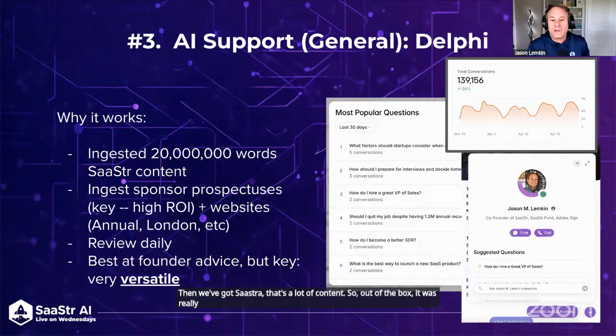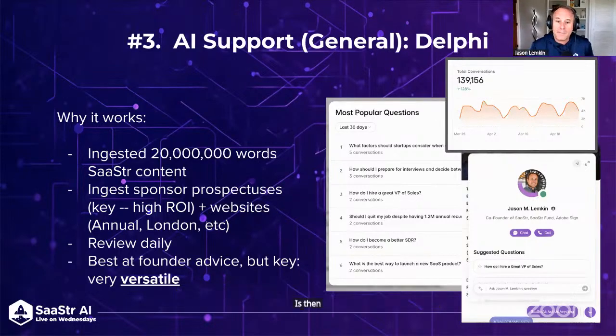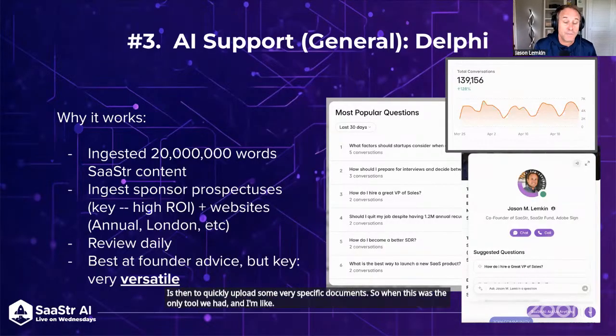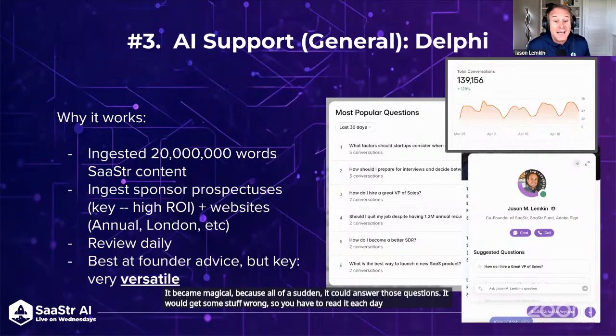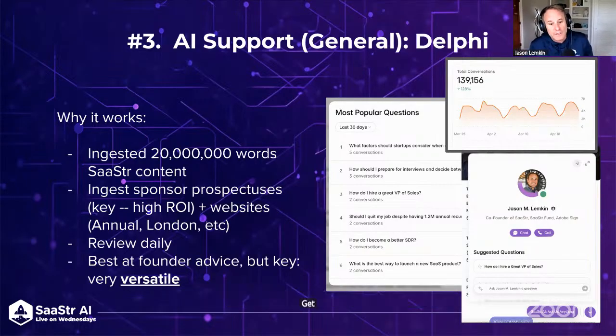The quick thing we learned is then to quickly upload some very specific documents. When this was the only tool we had, I said, well, let's upload the sponsor prospectuses for our sponsors. It became magical because all of a sudden it could answer those questions. It would get some stuff wrong, so you have to read it each day, but it would get pretty good, so we'd have to review it daily.